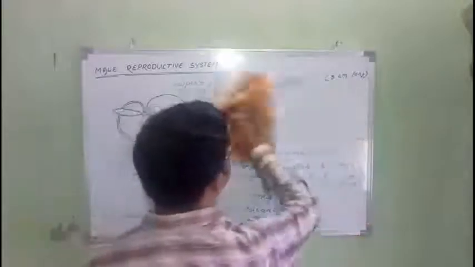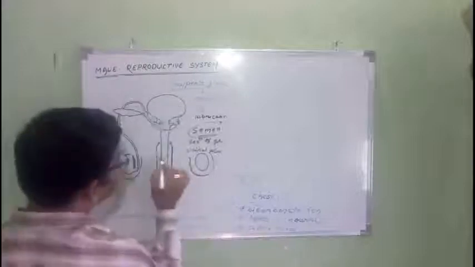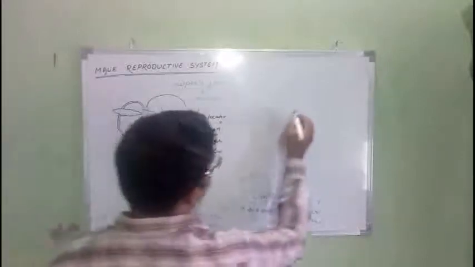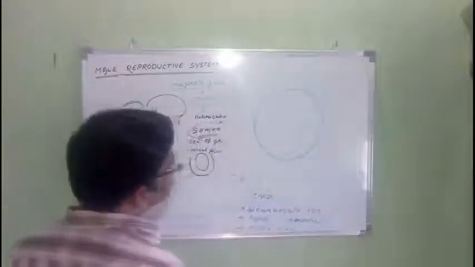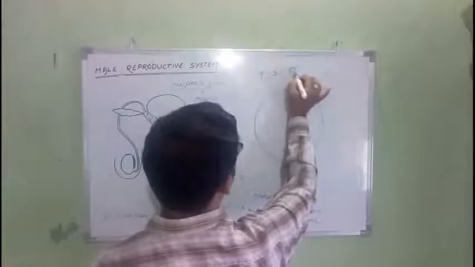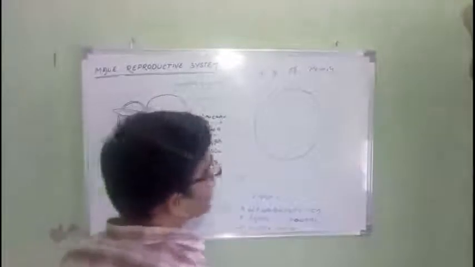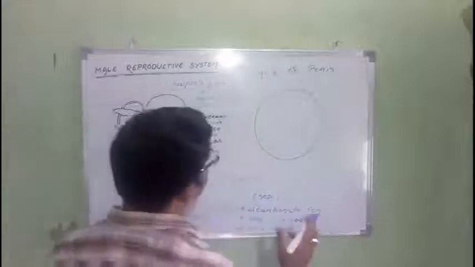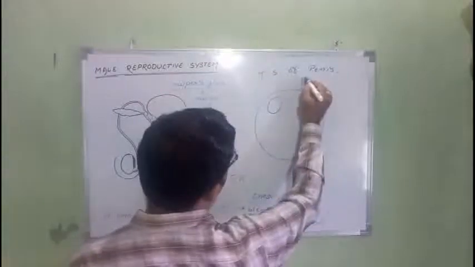Then another thing I would like to say in the male reproductive system: if we take the transverse section of the penis, we will get a circular type of thing. Suppose this is the penis. If you take the transverse section, you can find that highly vascular erectile tissues are found here. This is the anterior side, this is the posterior side.